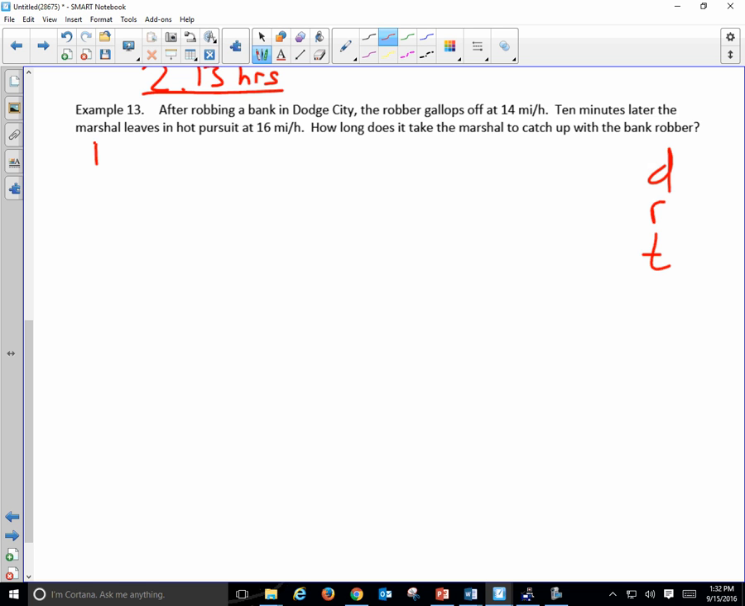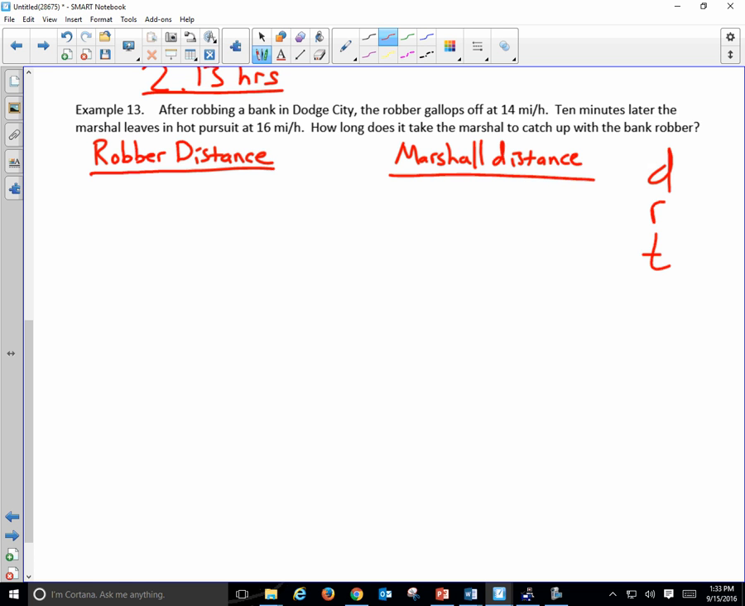So I need the robber distance. And I need the marshal distance. Is marshal spelled with 2 L's? I really don't know. But I do know that distance is equal to rate times time, which is much more important than spelling the word.